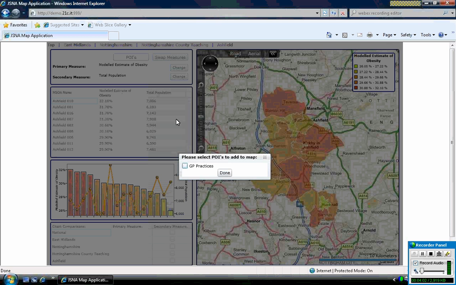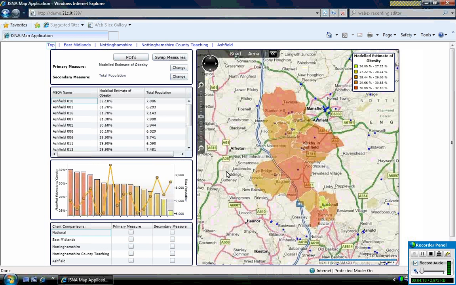I might then be interested in, well, okay, how am I organising my services to address this issue? So do I have general practitioners who've got a particular interest in obesity issues, and am I providing services in places where I have the highest prevalence of disease or epidemiological issues? So I'm going to put GP practices, I'm going to click done, and you can see the blue push pins here indicate where all the GP practices might be in that area.